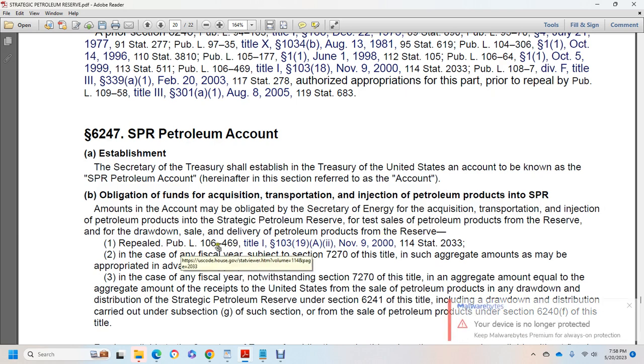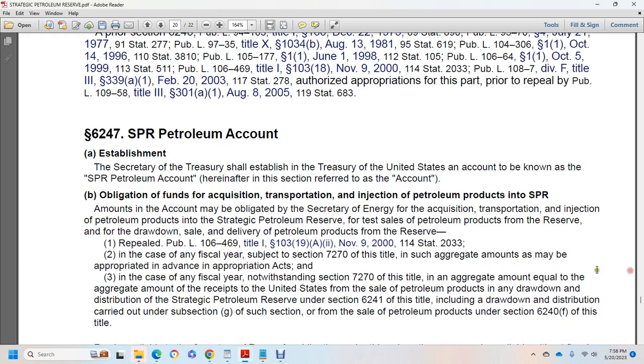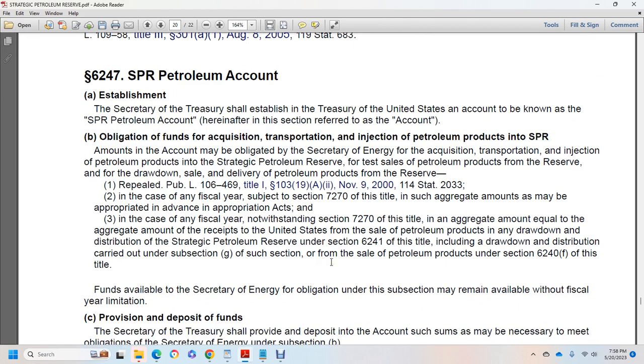Repeal. Public Law 106-469, Title 1, section 103, in the fiscal year, subject to section 7270 of this title, such aggregated amounts may be appropriated by the Advanced Operations Act. And in any fiscal year, notwithstanding section 7270 of this title, an aggregated amount equal to the aggregated amount of receipts of the United States from sales of petroleum products, any drawdown and distribution of the Strategic Petroleum Reserve under section 6241, including a drawdown and distribution carried out under subsection G of such section, from a sale of petroleum products under section 6240F of this title.